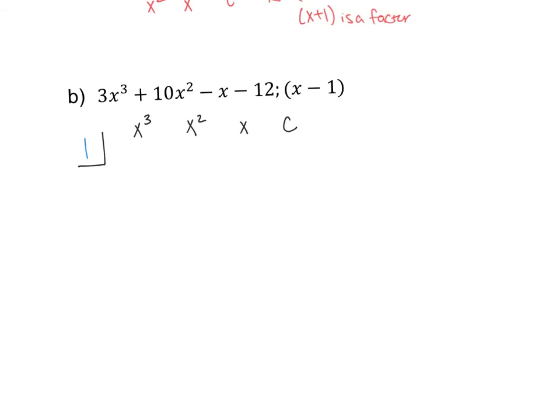And then it looks like my coefficients are a 3 in front of x cubed, a 10 in front of x squared, a negative 1 in front of x, and then a negative 12. All right, so from here, I'm ready to go.